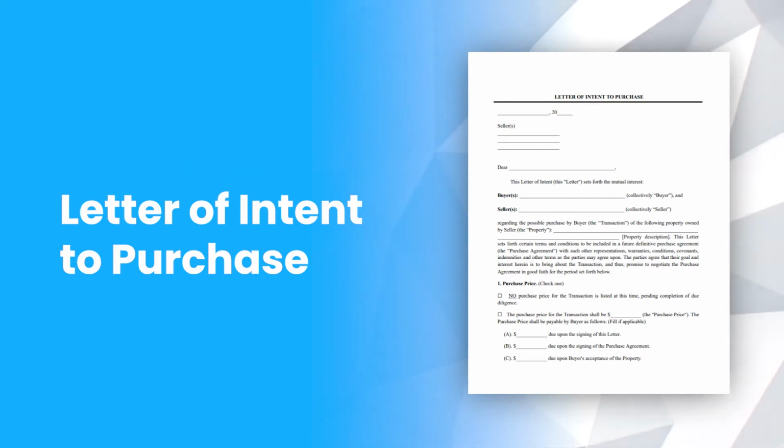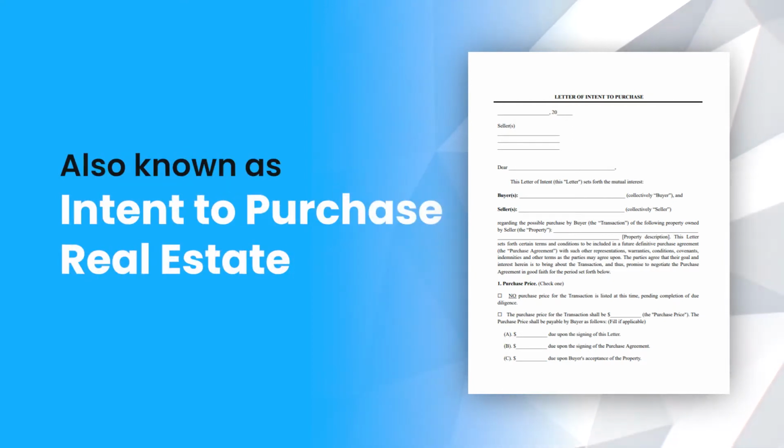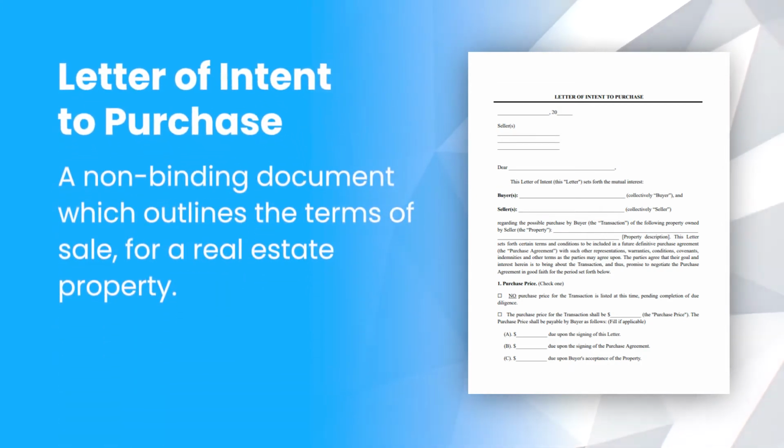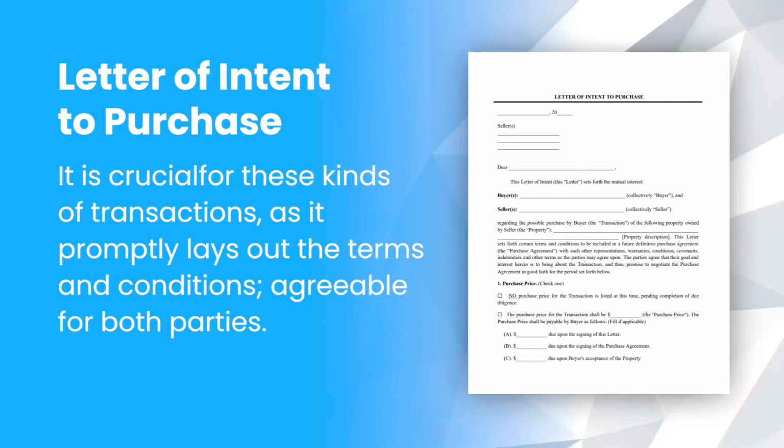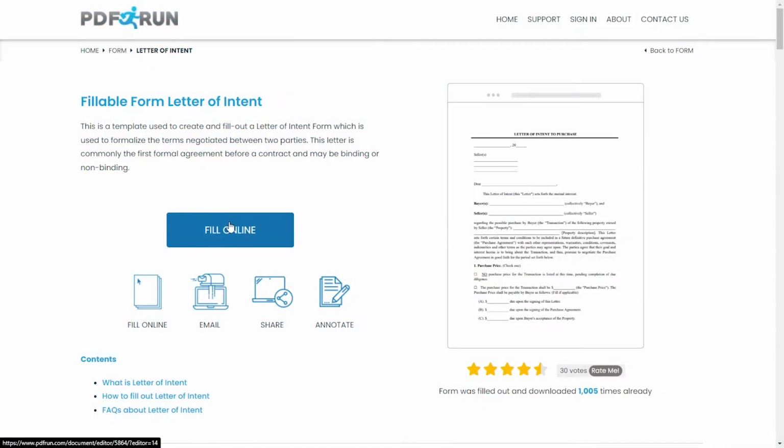A letter of intent to purchase, also known as intent to purchase real estate, is a non-binding document which outlines the terms of sale for a real estate property. It is crucial for these kinds of transactions, as it promptly lays out the terms and conditions agreeable for both parties. To begin filling out this document, click on the Fill Online button.